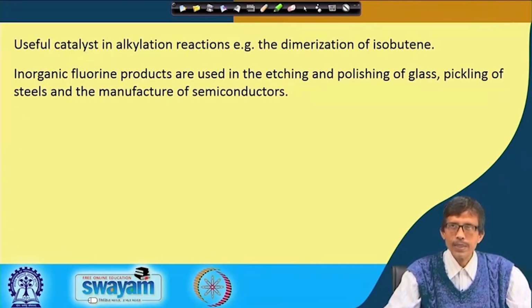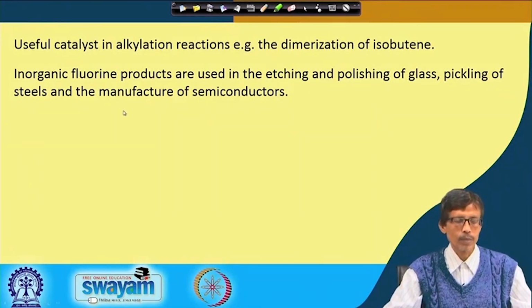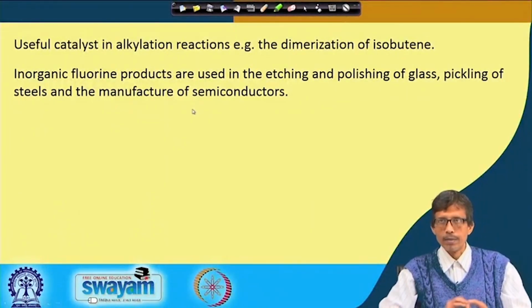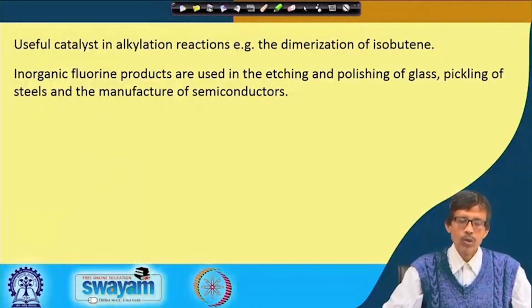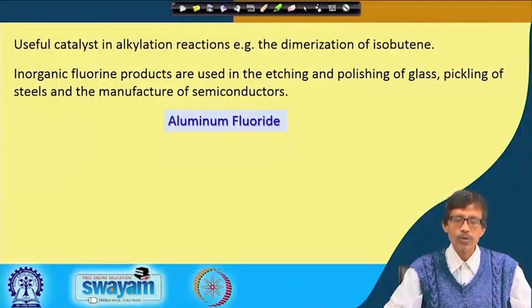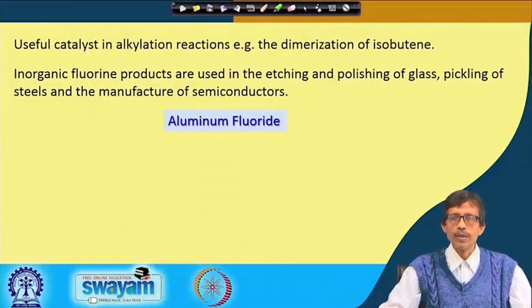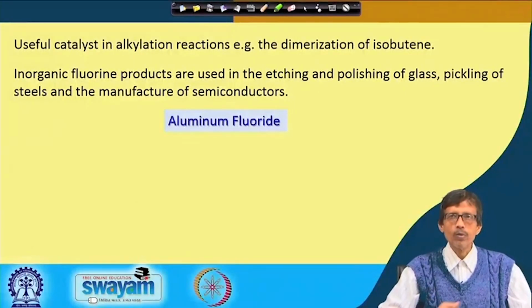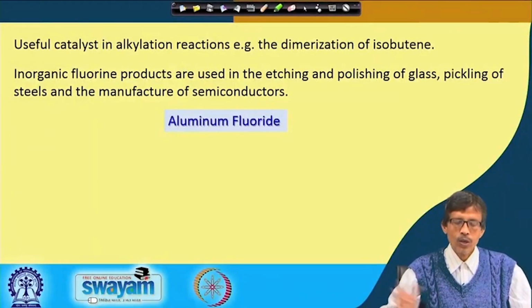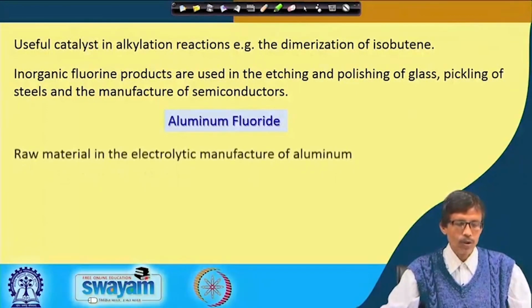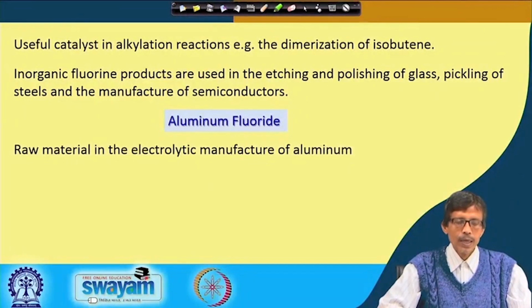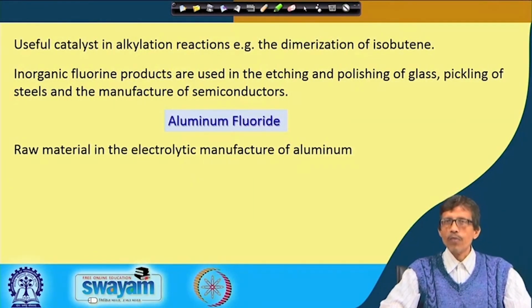Then pickling of steels, a particular process of steel making, is done with this, and also the manufacture of semiconductors. For semiconductors, fluorine-based reactions are also utilized. So these starting materials can function as very good materials for all these, and therefore are useful for the semiconductor industry as well. Then we quickly see, as we have already seen, how aluminum fluoride is forming. So this aluminum fluoride can be utilized as a raw material for the electrolytic manufacture of aluminum.